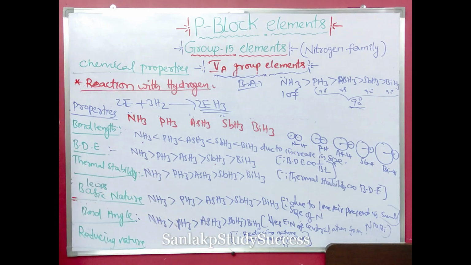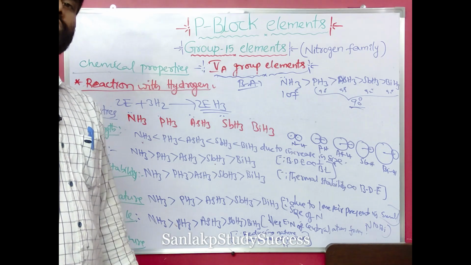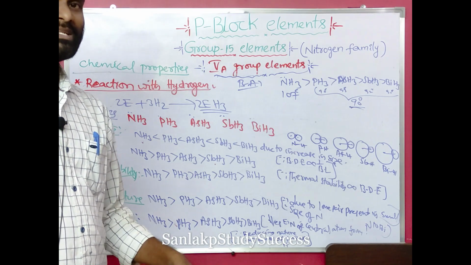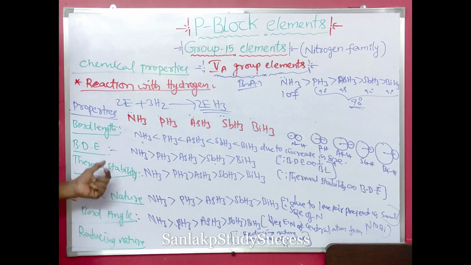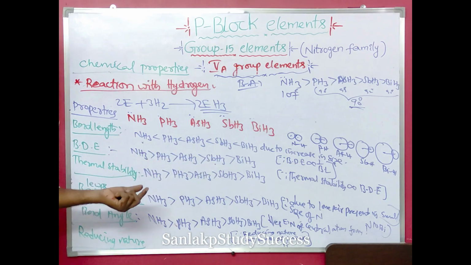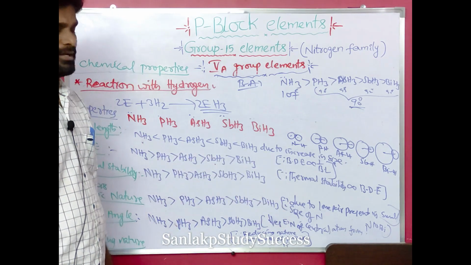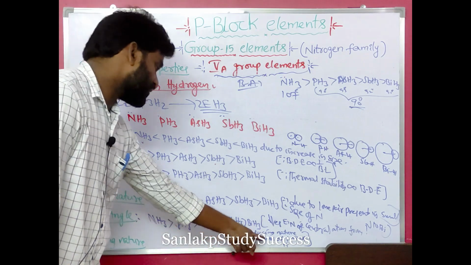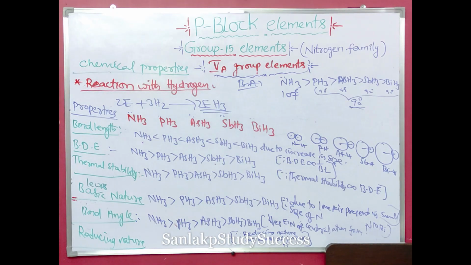whichever loses quickly, whichever breaks the bond quickly and gives hydrogen, which gives hydrogen is said to be a reducing agent. Which gives hydrogen easily is said to be a strong reducing agent. So which gives hydrogen easily? BiH3. Why? Its bond dissociation energy is less, so that bond is a weak bond, so that bond easily breaks down and gives hydrogen. Reducing nature is directly proportional to ease of loss of hydrogen. BiH3 gives hydrogen easily, so that is having more reducing nature.